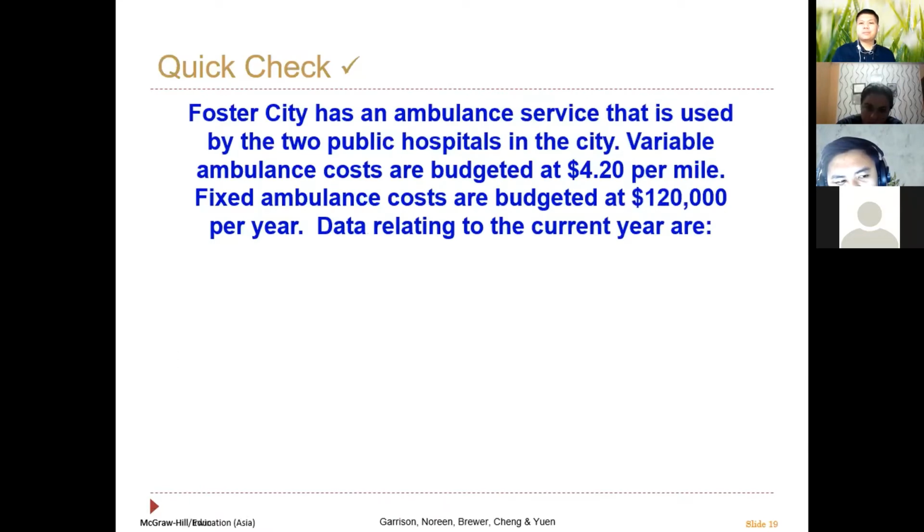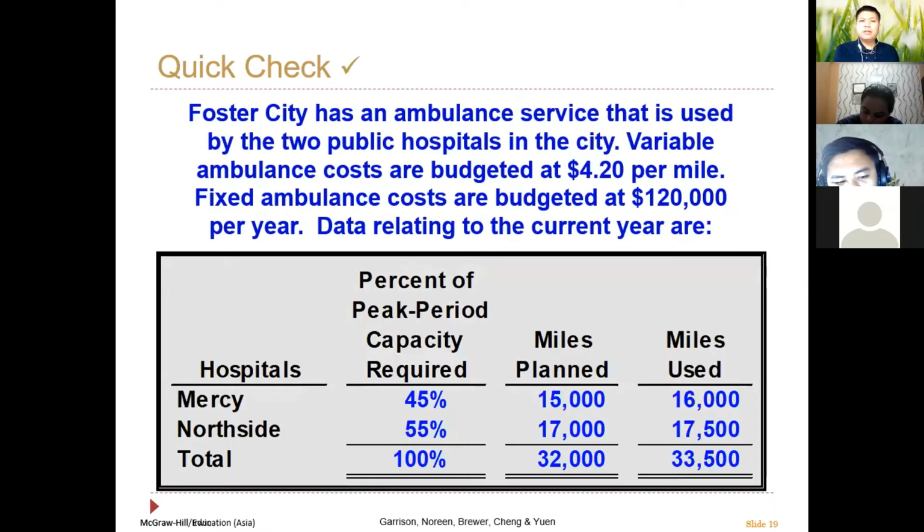Quick check. Foster City has an ambulance service that is used by the two public hospitals in the city. So they're sharing the ambulance service. Variable ambulance costs are budgeted at 4.20 per mile. The fixed ambulance costs are budgeted at 120,000 per year. So this is the data for the year. Can you allocate?